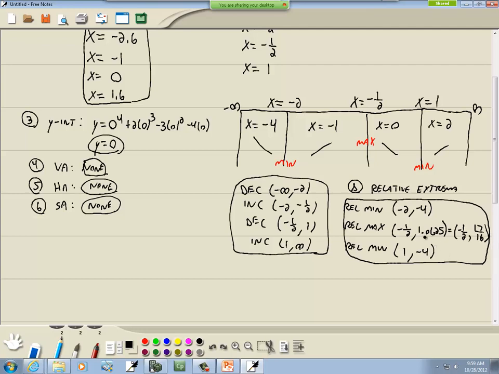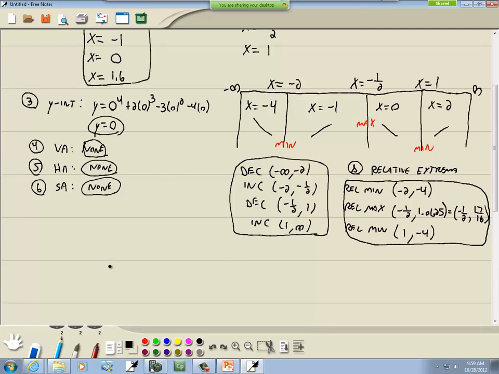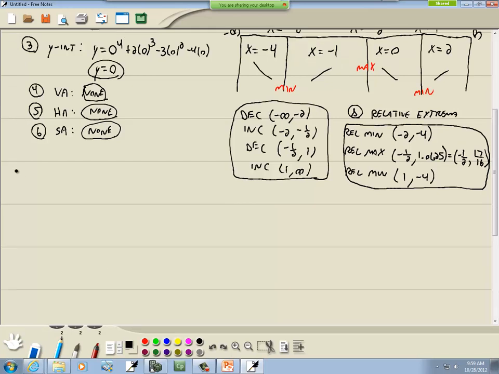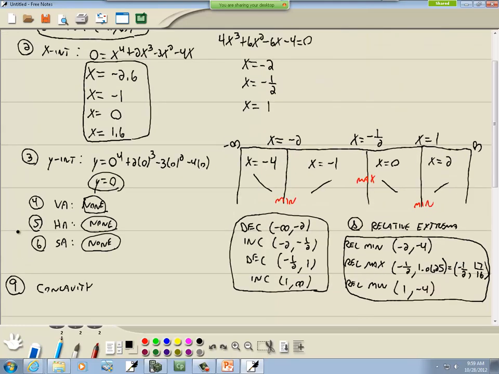In terms of graphing, decimal actually works out better because you know where 1.06 is roughly. Okay, so now we need to find our concavity, our 9th item. Well, I need to find my first derivative. I guess that's it there. 4x to the third plus 6x squared minus 6x minus 4. Oops, we don't want it to equal 0.